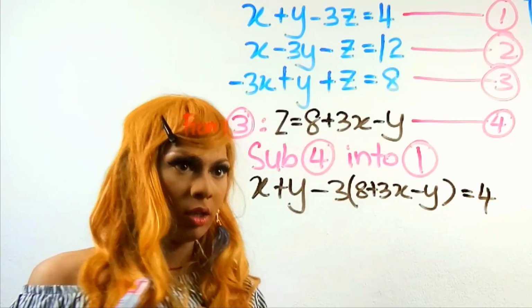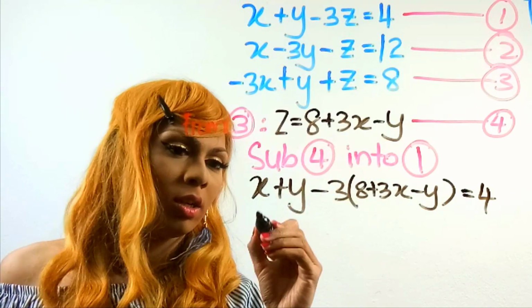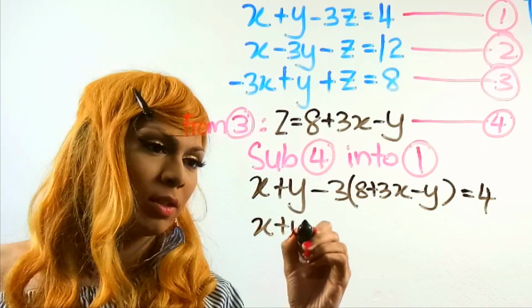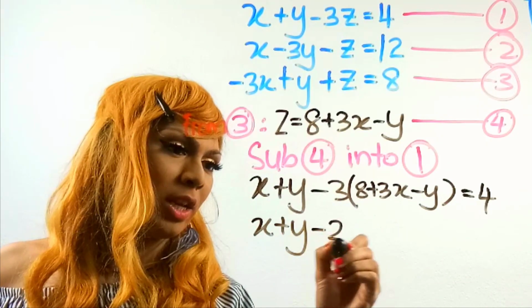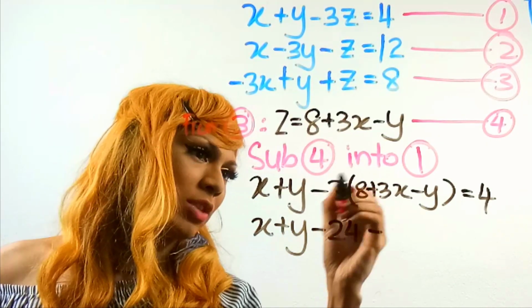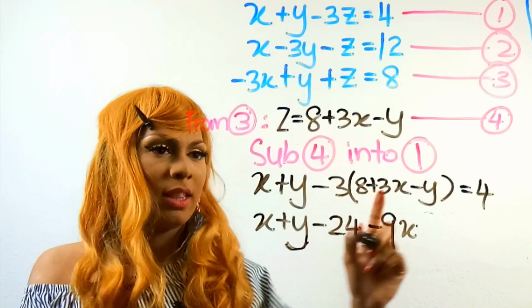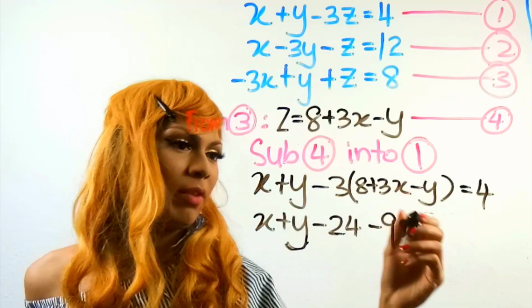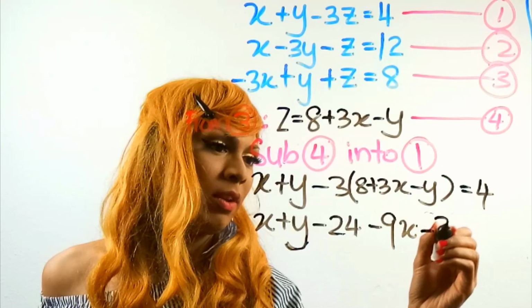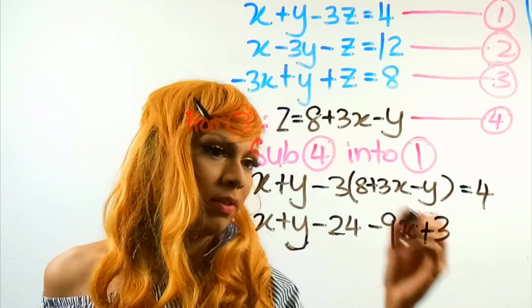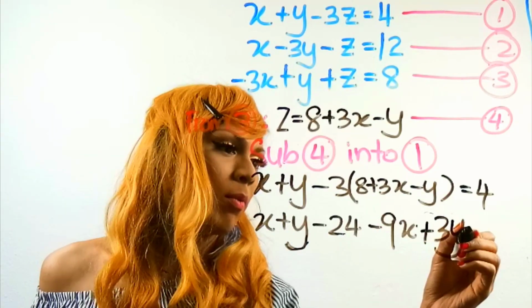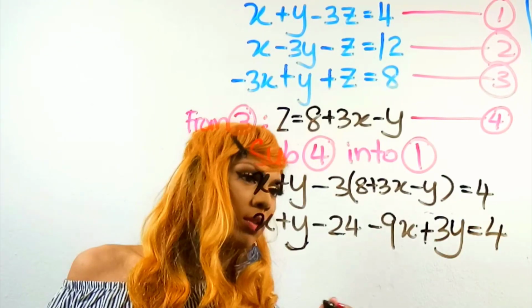Ooh, that's a lot of work. So we need to just multiply in. Okay, x plus y minus 24 minus 3 times 3 over here, minus 9x. And then we will have this negative 3 times negative y, I will have positive 3y. And then here is 4.